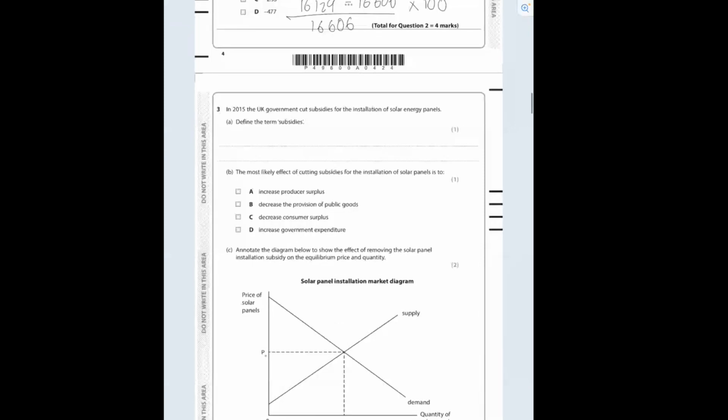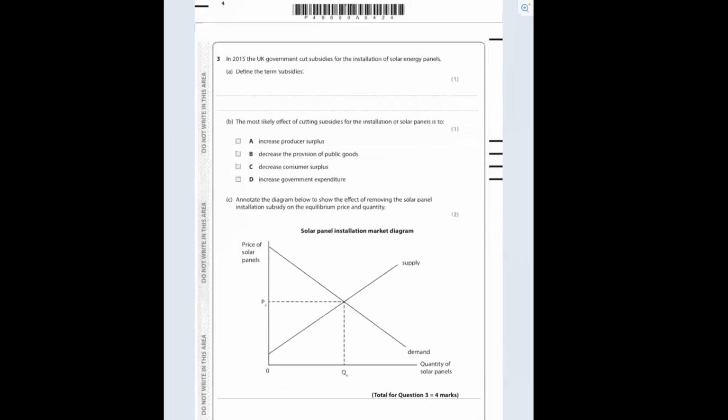Okay, on to question 3. So in 2015, the UK government cut subsidies for the installation of solar energy panels. Define the term subsidies. Now, subsidies are things that are given by the government to firms to encourage the production of a particular good, typically.